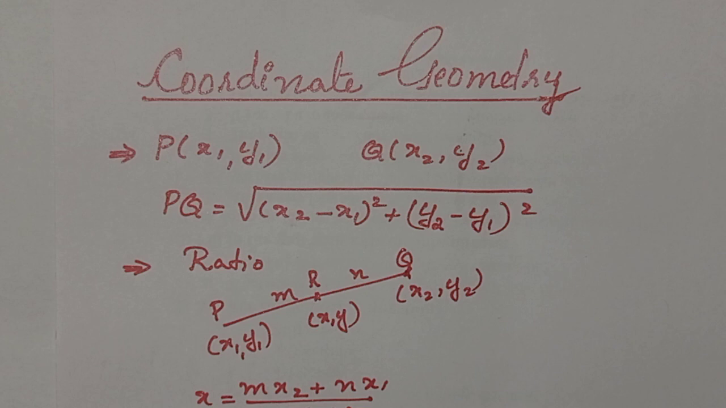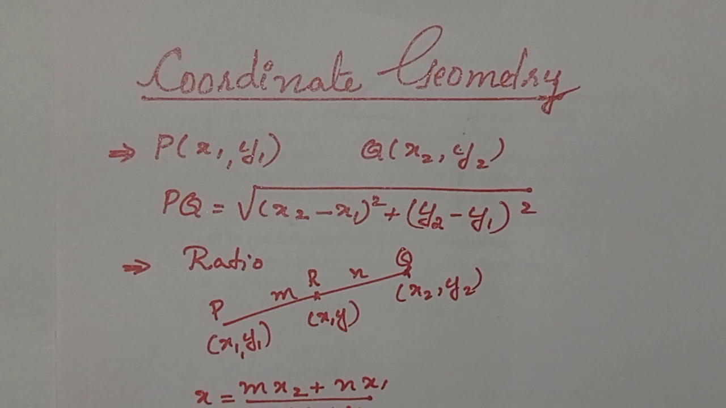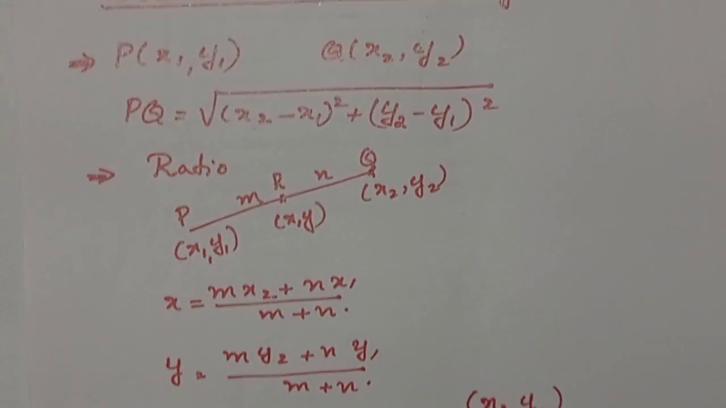If P(x1, y1) and Q(x2, y2) are two points, then the distance between the points P and Q is PQ equal to square root of (x2 minus x1) the whole square plus (y2 minus y1) the whole square.